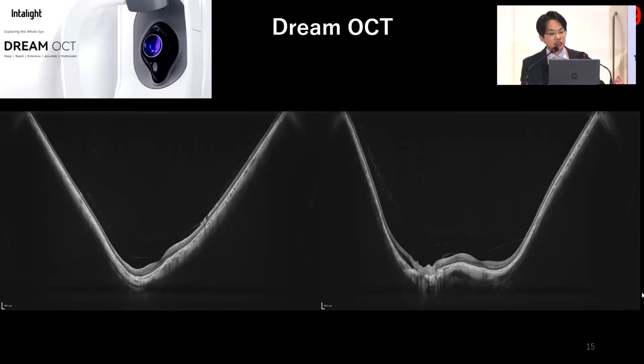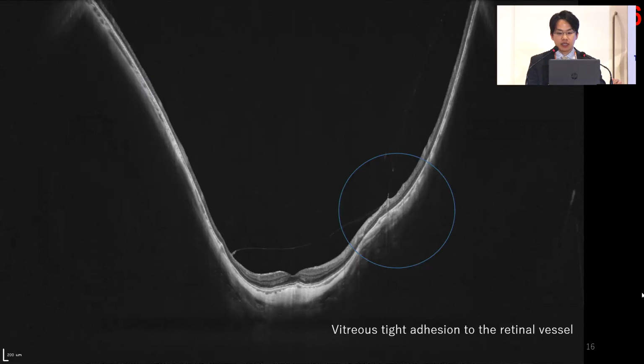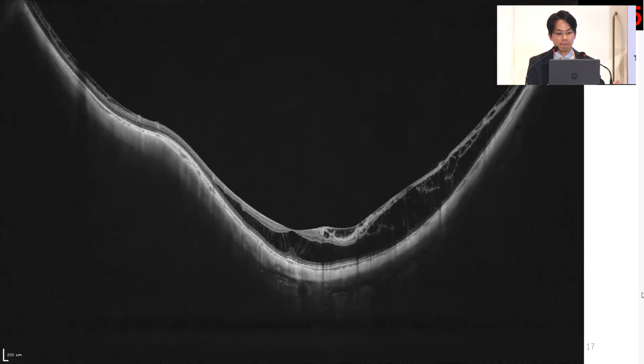DREAM OCT is the product of Intalight and the latest OCT machine. It is a swept source OCT and the depth is 12 millimeters. We could get a clear image of the retina and vitreous. In this case, the vitreous humor is tightly attached to a retinal vessel. There is no retinal schisis, but tight vitreous adhesion could be the main reason for retinal schisis.